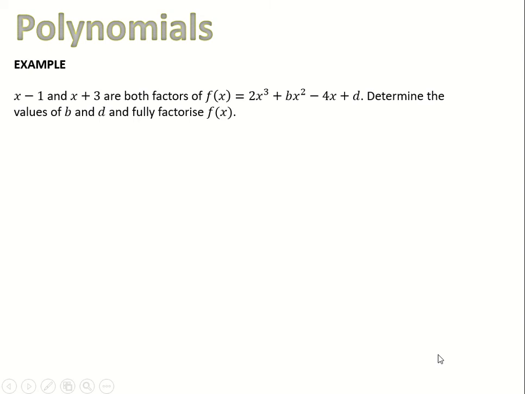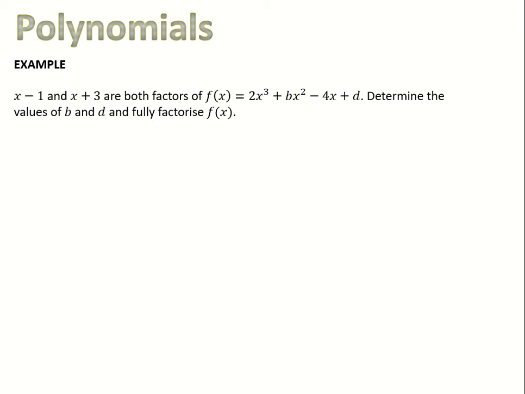Okay, so in a situation like this, though, you might have to work back through, because this is basically asking us for three things. We know that x minus 1 and x plus 3 are factors of this. We're going to determine the values of b and d and factorize fully. So we want to know what b is, what d is, and we want to factorize it fully, knowing that x minus 1 and x plus 3 are both factors. Right, so we've got to think about what this tells us.